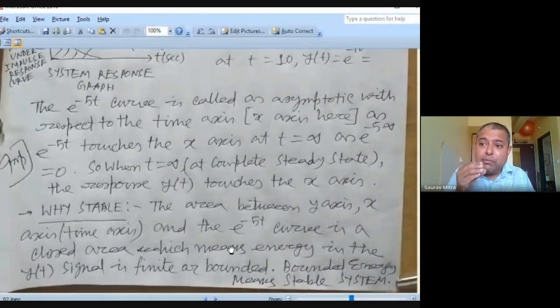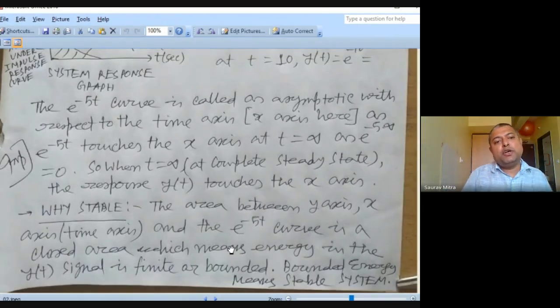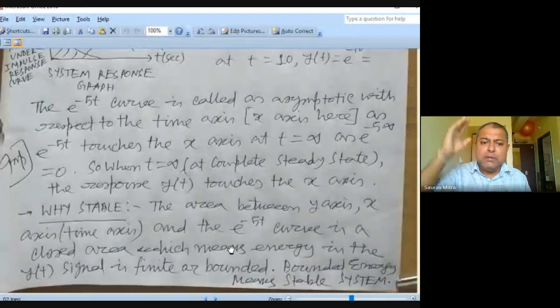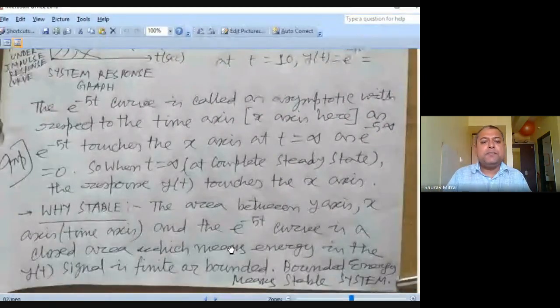So if I'm giving a bounded input to a system, and the system is producing a bounded output, in that case we can call that system a stable system, because it is producing a bounded output for a bounded input. If I give a bounded input to a system and the system is producing unbounded output, I will show you in the next page.